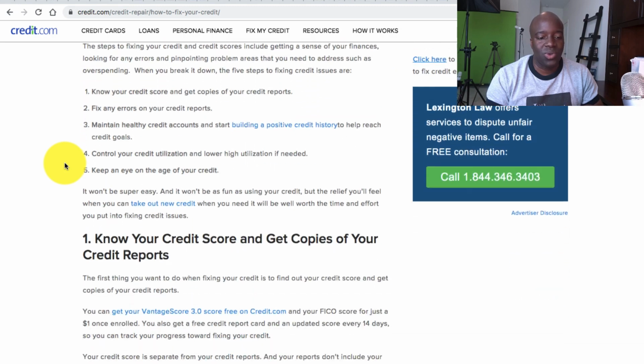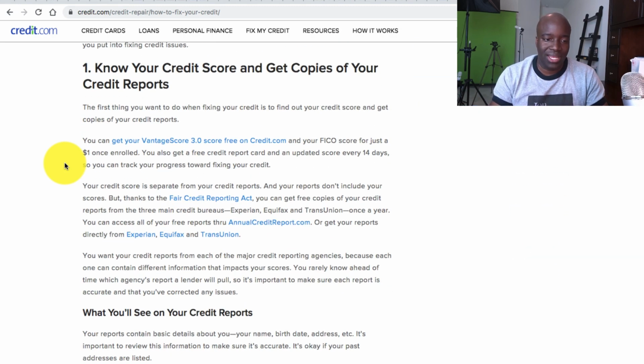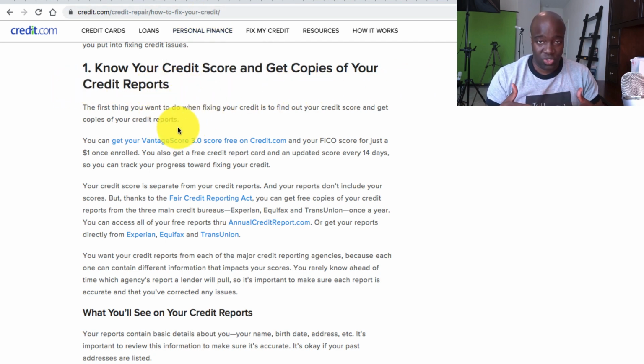So what this article is doing is teaching people how to fix their credit. It says, know your credit score and get copies of your credit reports. So this is giving you information on the 5 different steps to fixing your credit. Obviously, if you want to fix your credit, you need to know your credit score. You have to have your credit reports in order to start disputing stuff. And this service here is one you can use to get your credit report, get your scores, and get credit monitoring, because you're going to want a service maybe for a few months if you're getting things pulled off your credit, to monitor it and make sure your score is going up.